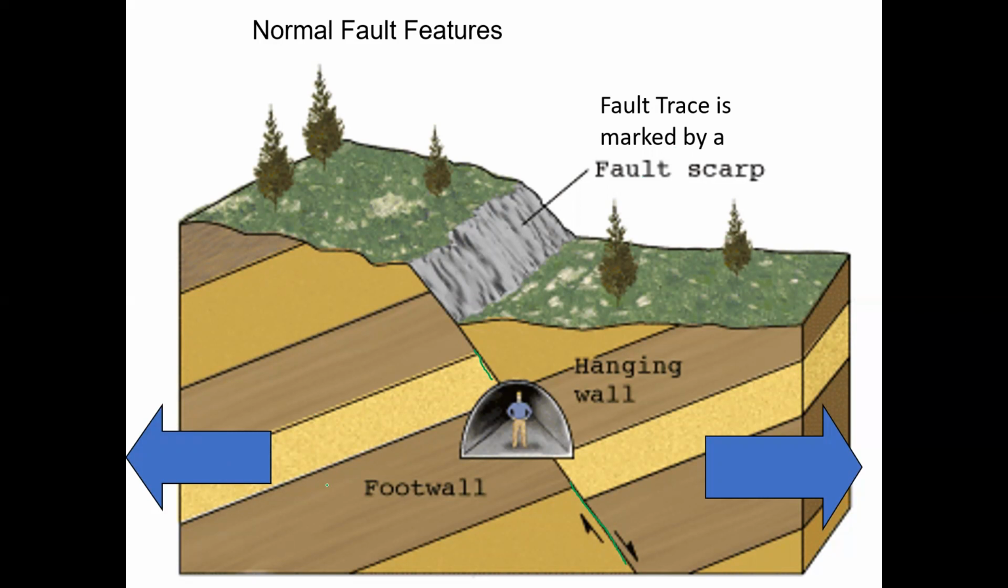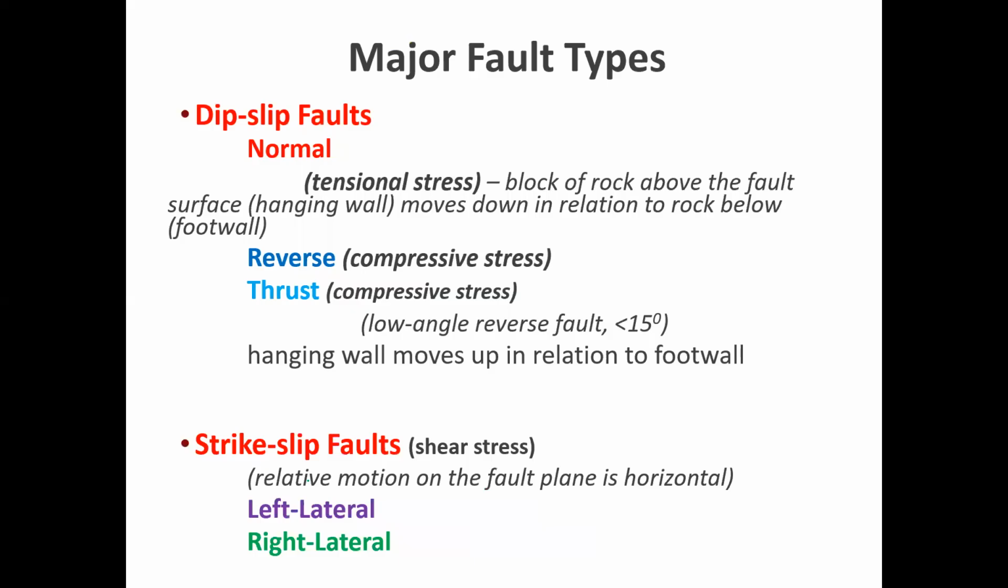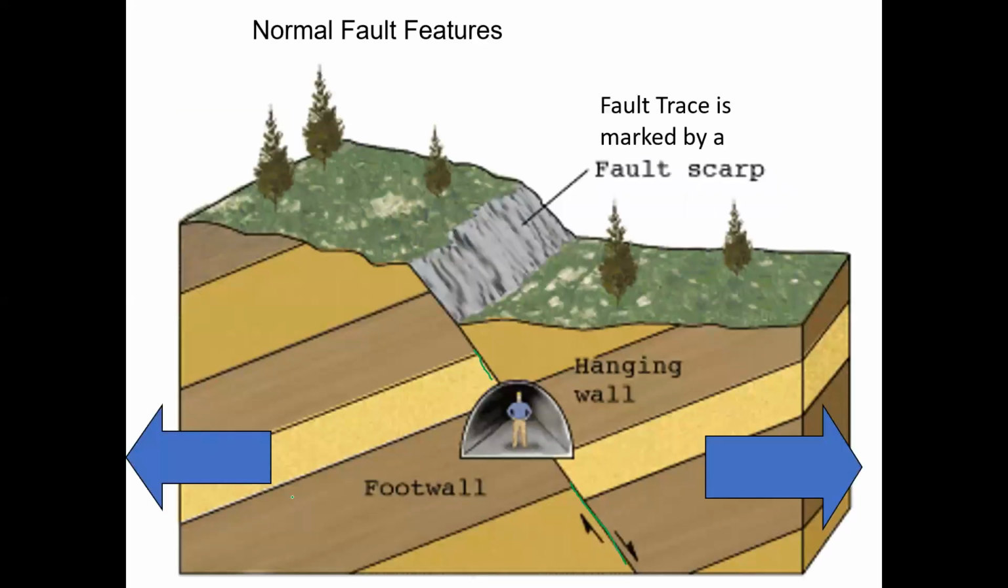So, normal fault. How do we find these things in the field? This area of displacement right here is called a fault scarp. That is short for escarpment, E-S-C-A-R-P-M-E-N-T. Escarpment is just a fancy word for like a vertical cliff. So just to shorten it up, that's the fault scarp.